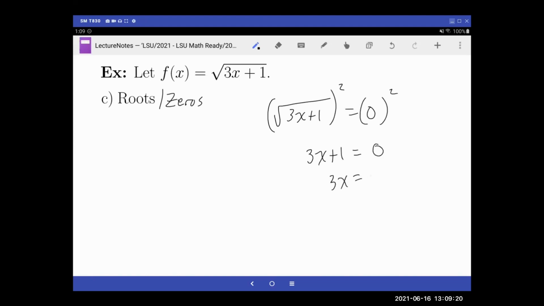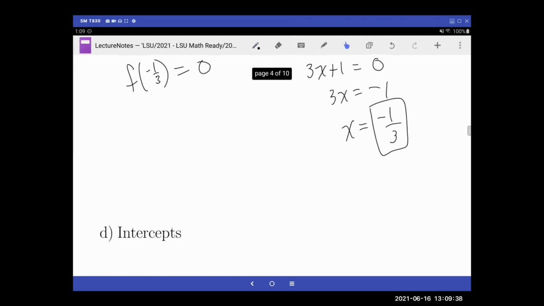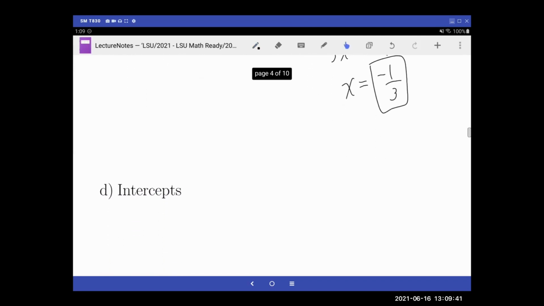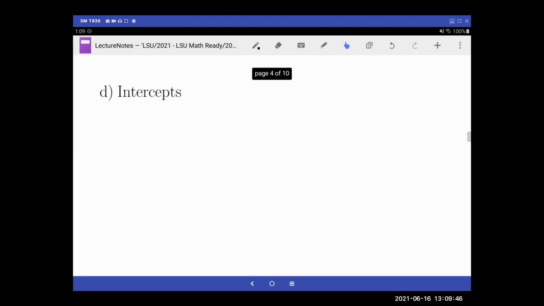Subtract 1 from both sides. Divide both sides by 3. -1/3. So plugging -1/3 into the function would give me 0, which makes that a root. Now remember, there's a good correlation between intercepts, x-intercepts, and roots. So if you find a real number zero, a real number root, then that's one of your x-intercepts. So that's an x-intercept.